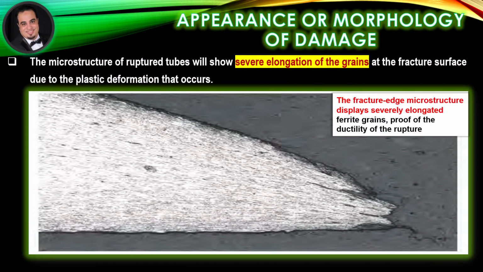As illustrated in the figure, the microstructure of ruptured tubes will show severe elongation of the grains at the fracture surface due to the plastic deformation that occurs.